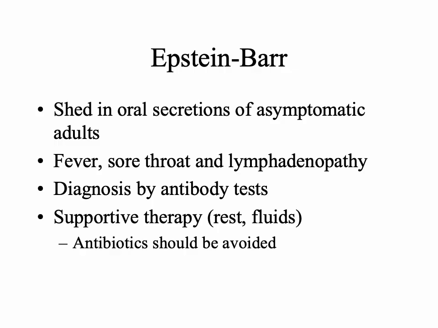All right, let's talk about mono. Mono is caused by the Epstein-Barr virus. This is in oral secretions of asymptomatic adults, and we're a very kissy species. It's very easy to spread this virus. In fact, we think absolutely most people on this planet have been exposed to Epstein-Barr. Like 95% of them carry this virus in their nasopharynx, oropharynx, and yet Epstein-Barr is not that common.